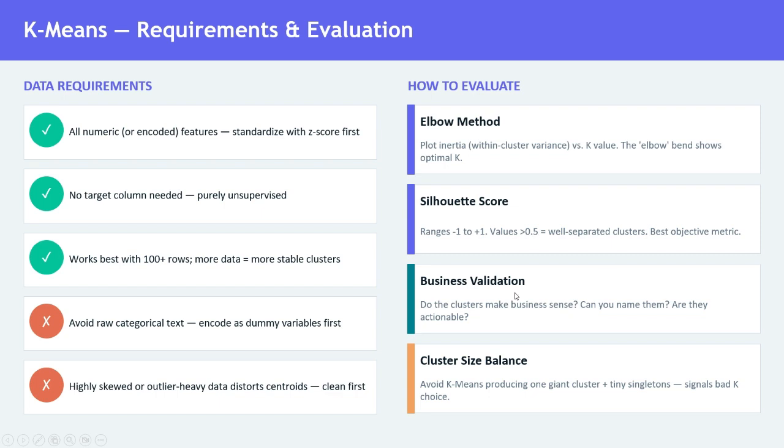Business validation. Do the clusters make business sense? Can you name them? Are they actionable? And so here's something that is a good step for a business analyst. We can do all of these models, but we have to be able to interpret them and then use them. And that business validation step is naming good categories. Cluster size balance. Avoid k-means producing one giant cluster and then tiny singletons. That signals a bad k-choice. So if we have a lot of clusters that only have one element or none, and then another that has most of the data, obviously we're not doing a very good job there.